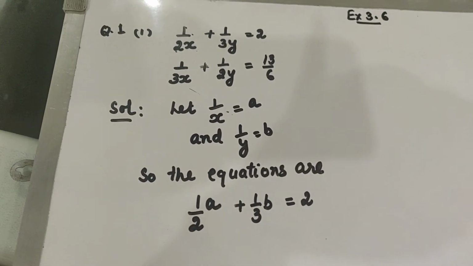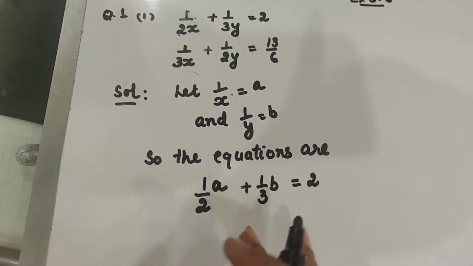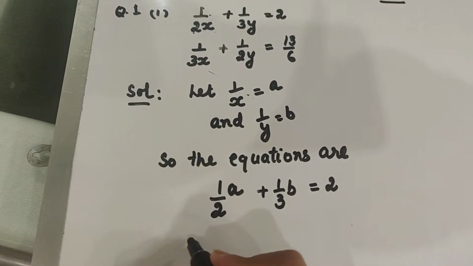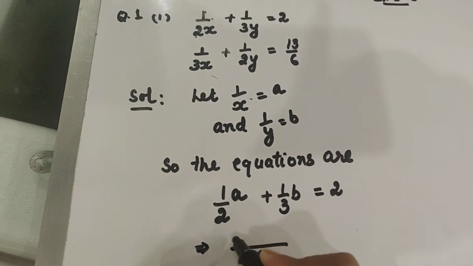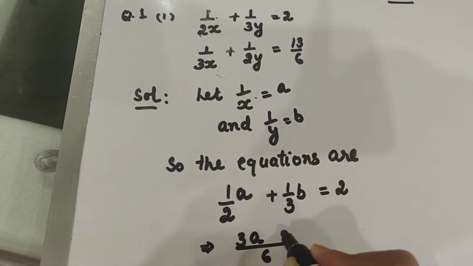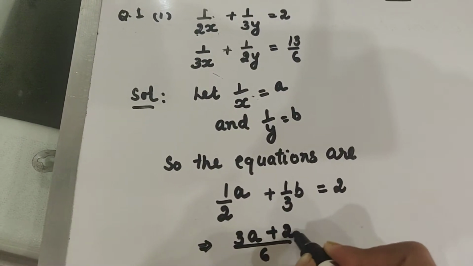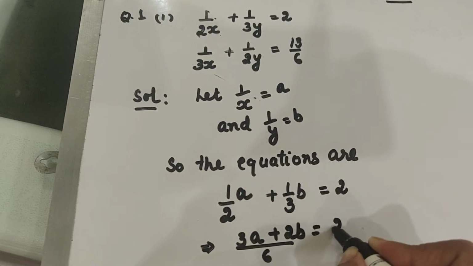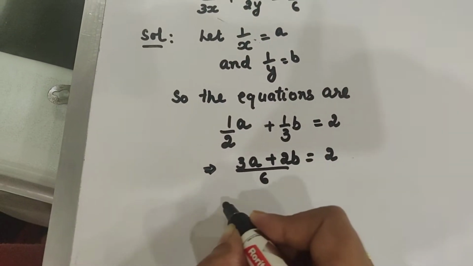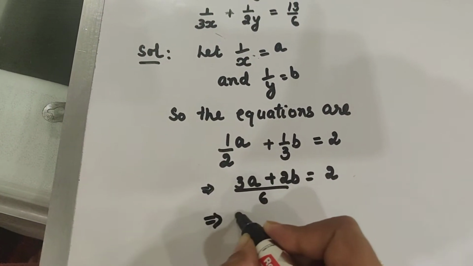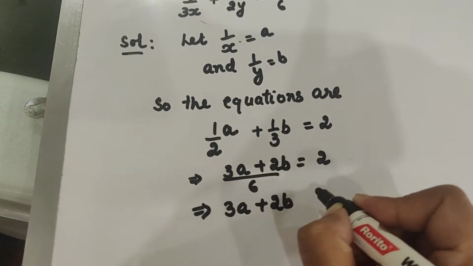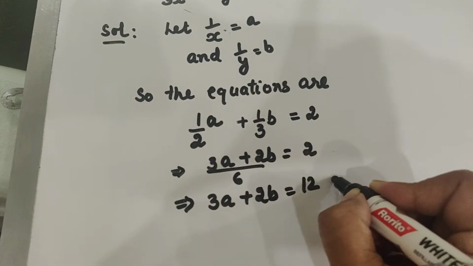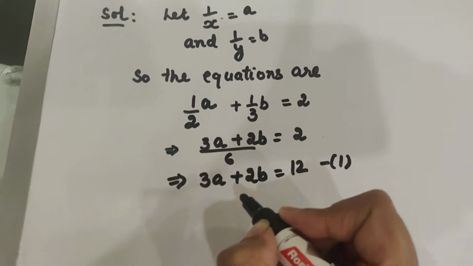Okay, now you can simplify it to get an equation in the simpler form. I can take the LCM. LCM will be 6. So this will become 3a plus 2b is equal to 2. Now this 6 can go to this side. You will get the equation 3a plus 2b is equal to 12. This is your equation number 1 now.